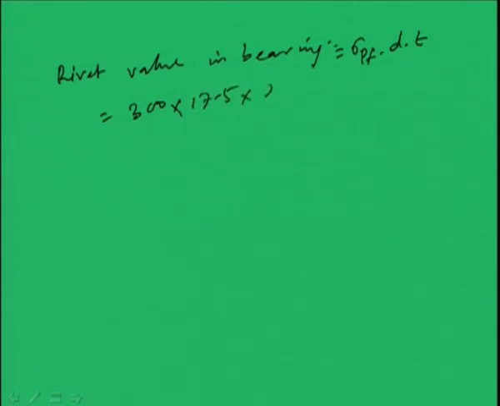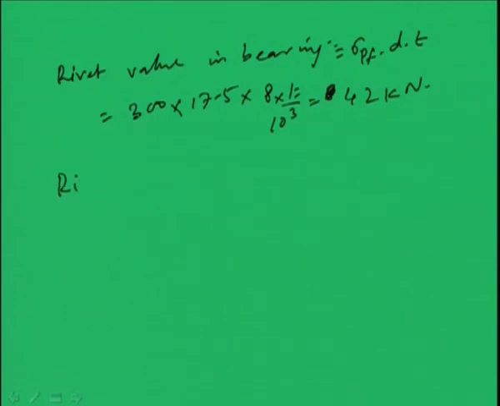Rivet value in bearing, how much is it coming? This will be sigma Pf into d into t. So, sigma Pf is for power driven shop rivet, this is 300, d is 17.5, the gross diameter of the rivet, and thickness of the angle is 8. And divide by 10 cube to make it kilonewton. So, this is coming 42 kilonewton. This is the strength of rivet in bearing.